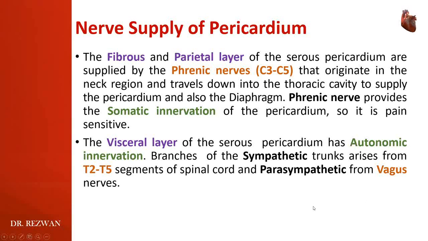The phrenic nerve is providing the somatic innervation to the pericardium, and that's why it is pain sensitive. On the other hand, the visceral layer of the serous pericardium has autonomic innervation just like the heart. The branches of the sympathetic trunk are coming from the thoracic 2 to thoracic 5 segment of the spinal cord. On the other hand, the parasympathetic nerve is coming from the vagus nerve.